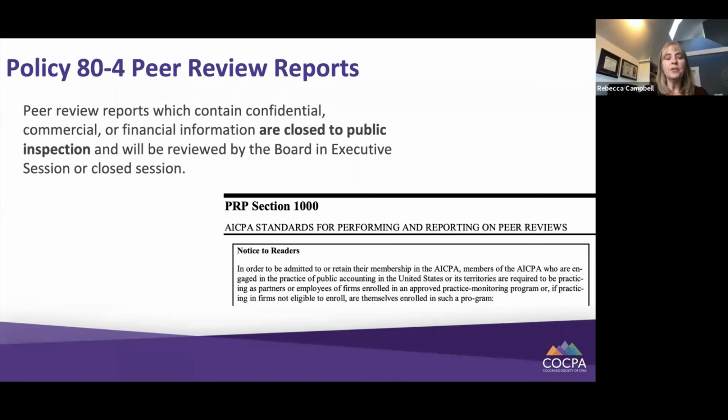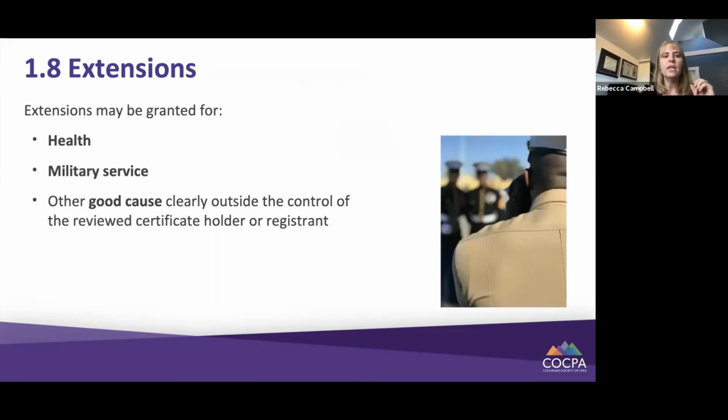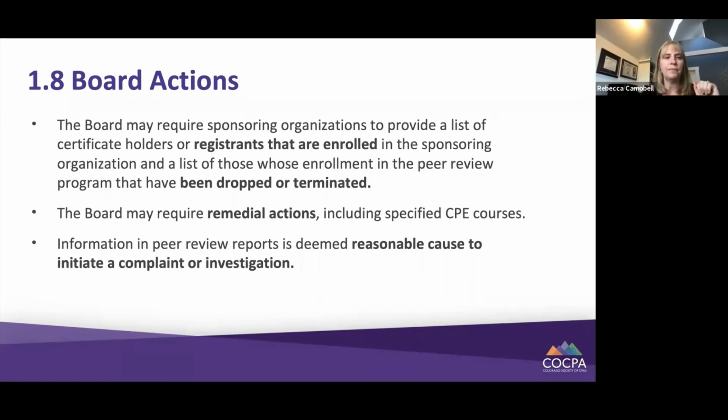Here's policy 80-4: peer review reports which contain confidential, commercial, or financial information are closed to public inspection and will be reviewed by the board in executive session, or closed. The board has 2 sections. They have a public section, which we attend, and then they go into executive session to discuss confidential information or discipline. Extensions can be granted for health or military service or other good cause.